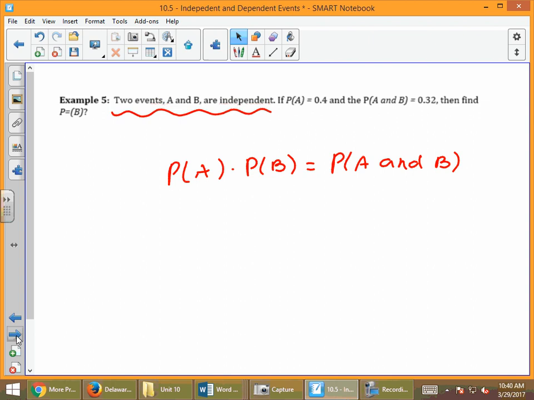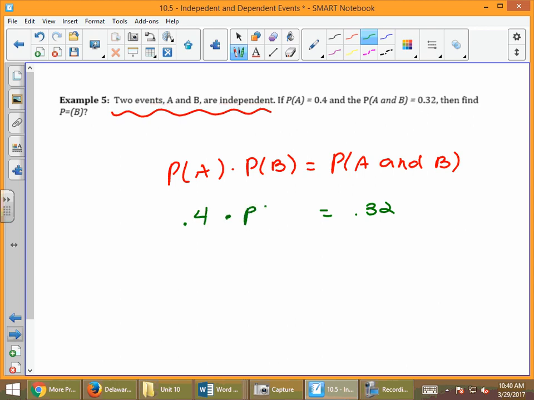Just like we did in those last examples, we multiply the two things together. If it equaled their and, they were independent. If they didn't equal the and, they were dependent. But in this case, we know they're independent, so we know it's going to equal 0.32, the and. And we know that the probability of A is 0.4. We don't know the probability of B. That's what we're trying to find.